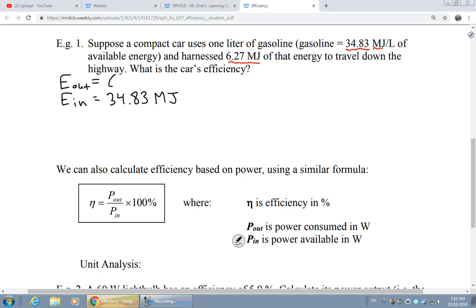That means the energy that we get out is the 6.27 megajoules, which again is in the form of kinetic energy. It's actually moving the car forwards. What we're trying to find is efficiency, so that's that fancy Greek letter, eta.